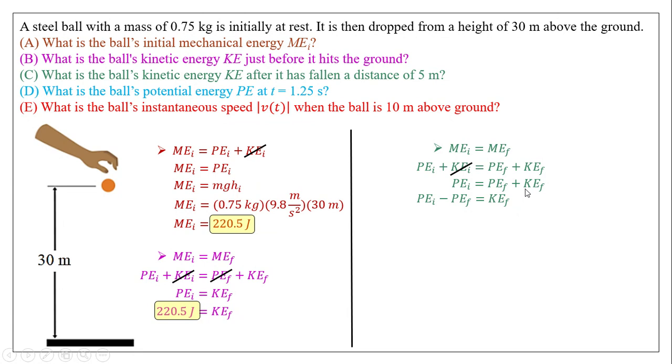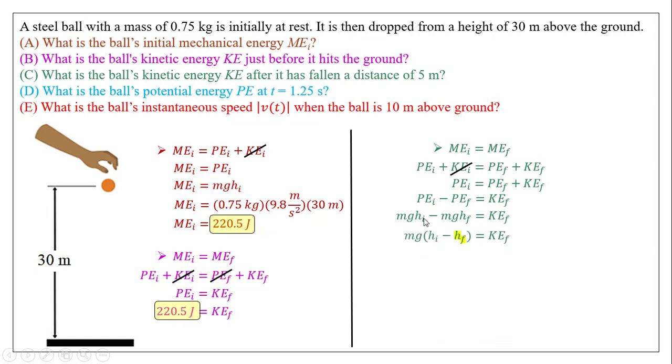So to solve for KEF, which is what I'm being asked to do, I'm just going to subtract both sides by PEF. So I'm going to move PEF to the left side, so it's going to go from positive to negative. And then I'm just going to expand these two functions. PEI is mghi minus mghf, and that equals KEF.